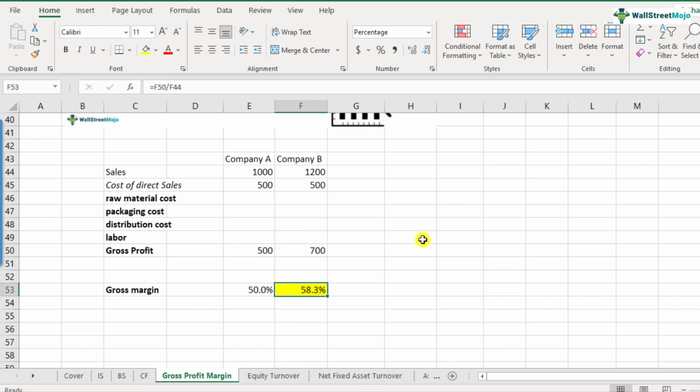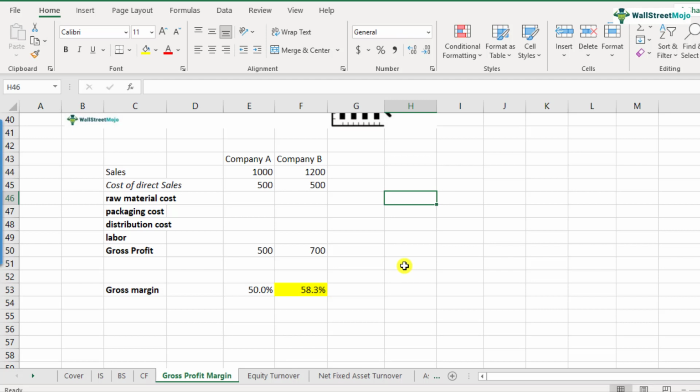Now, having said that, you need to be cautious about the fact that both these companies should be from the same industry. You cannot compare, let's say, if company A is in retail and company B is in automobile. You cannot say that company B is doing better and company A is not doing better, because they are in different unrelated industries. They have to be in the same industry altogether. Only then can you compare it.